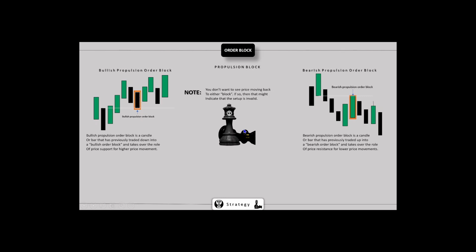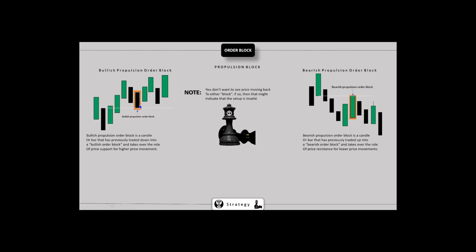Okay, we have something we call the bullish propulsion order block. What is a bullish propulsion order block? A bullish propulsion order block is a candle or a bar that was previously traded down into a bullish order block. So we have a bullish order block here, and the candle that trades in the bullish order block is called the bullish propulsion order block.